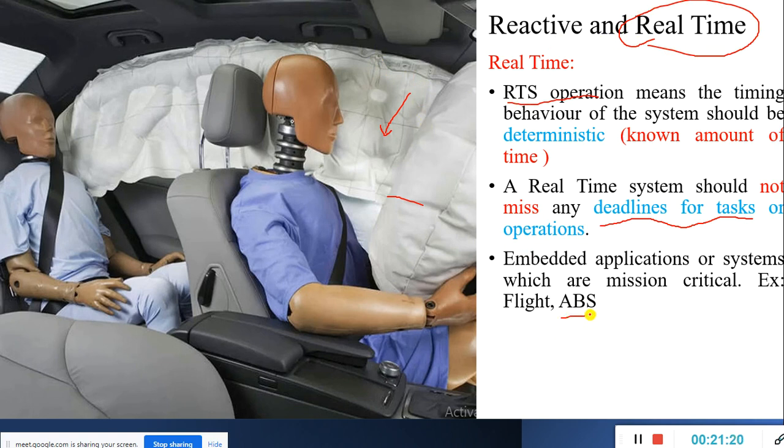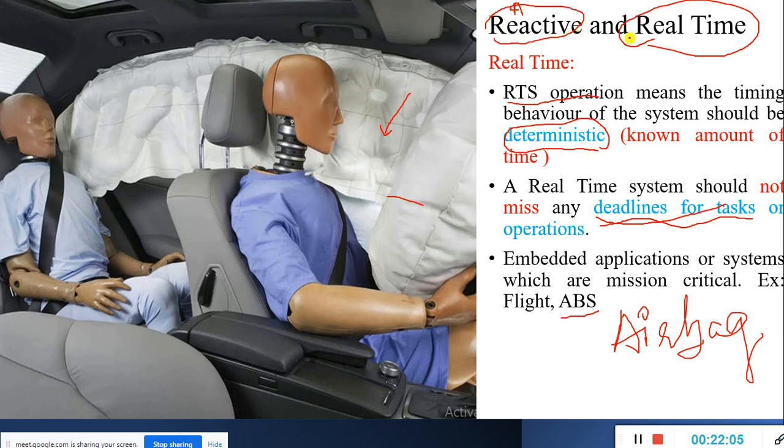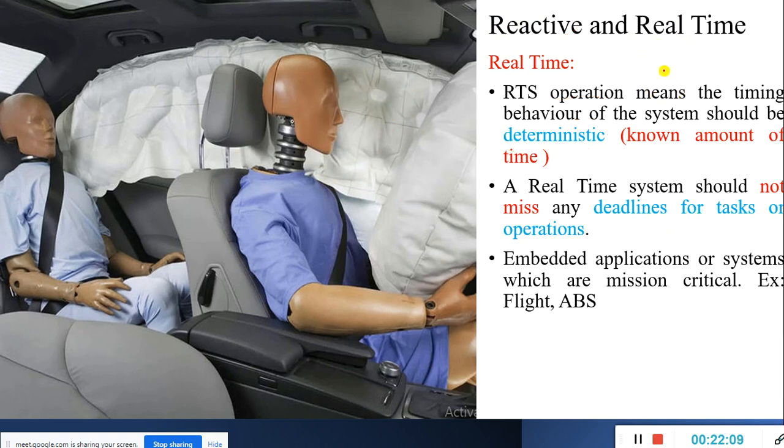The ABS and the airbag system are best examples for real-time embedded systems, where they try to meet the deadlines within the timing and they are time deterministic. For reactive systems, you remember the example of the air conditioner: assume that you are trying to keep your room at a temperature of 25 to 27 degrees centigrade, and based on the real-world temperature, it tries to monitor the temperature in the room. That's how you can remember the reactive systems and real-time systems. For real-time systems, remember two important words: one is time deterministic and the other is that it has to meet the deadlines.